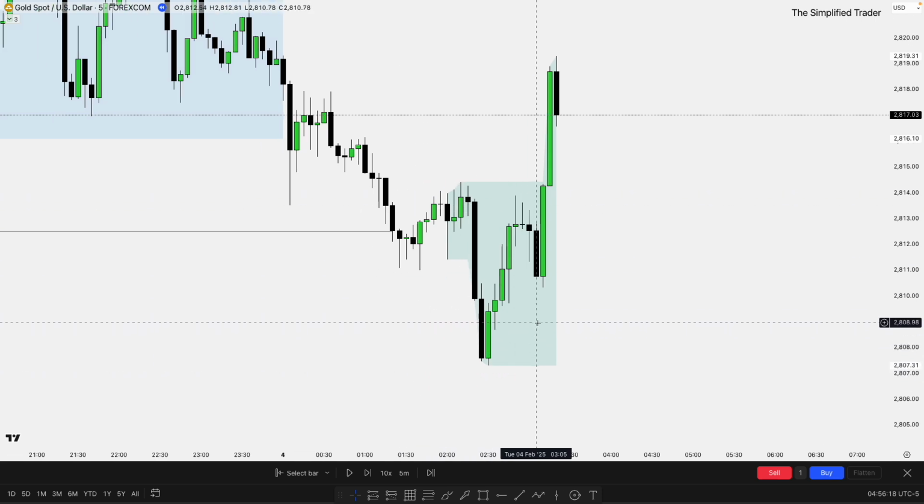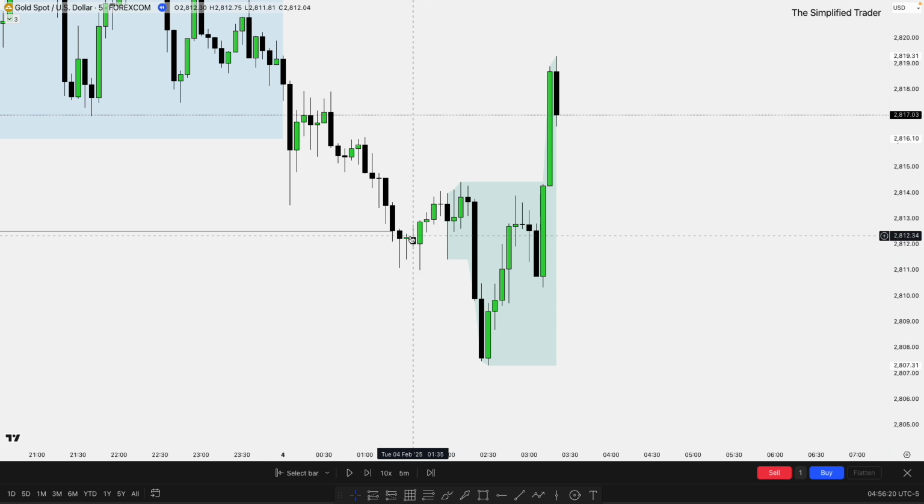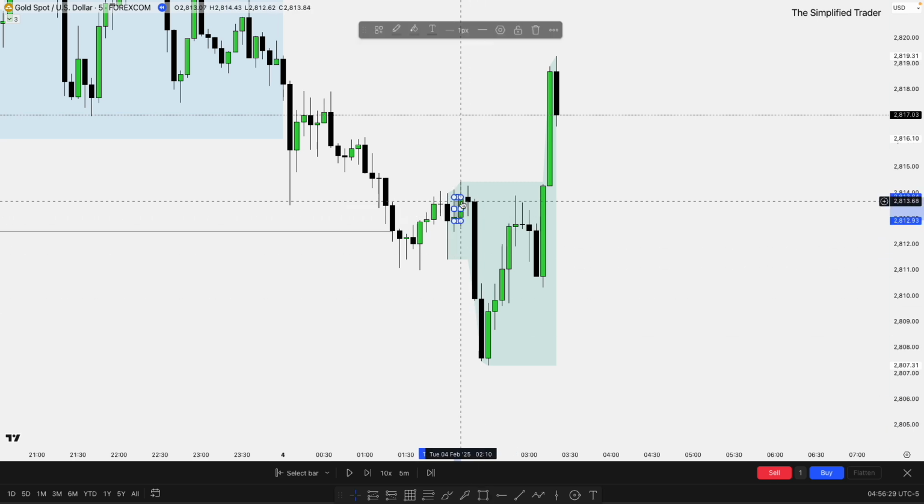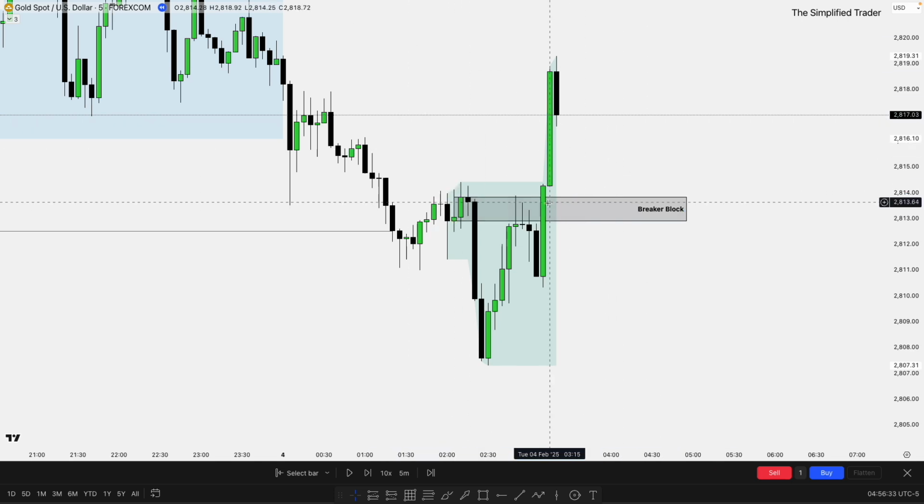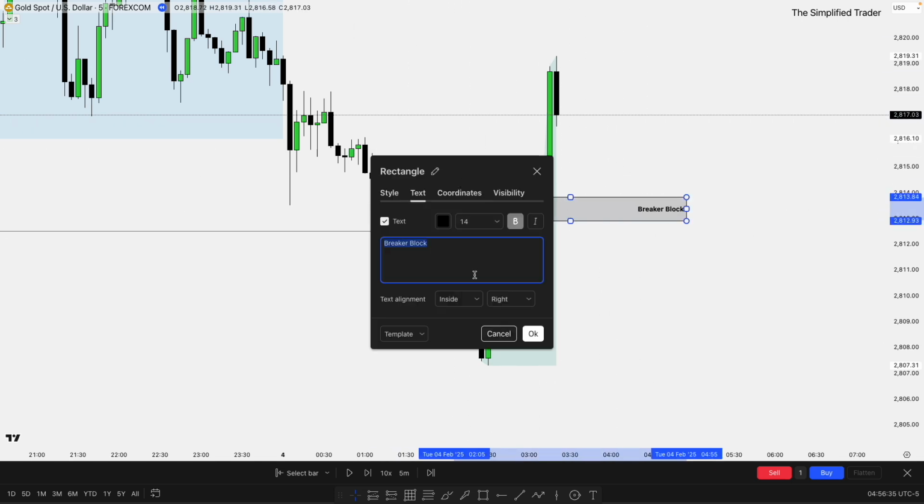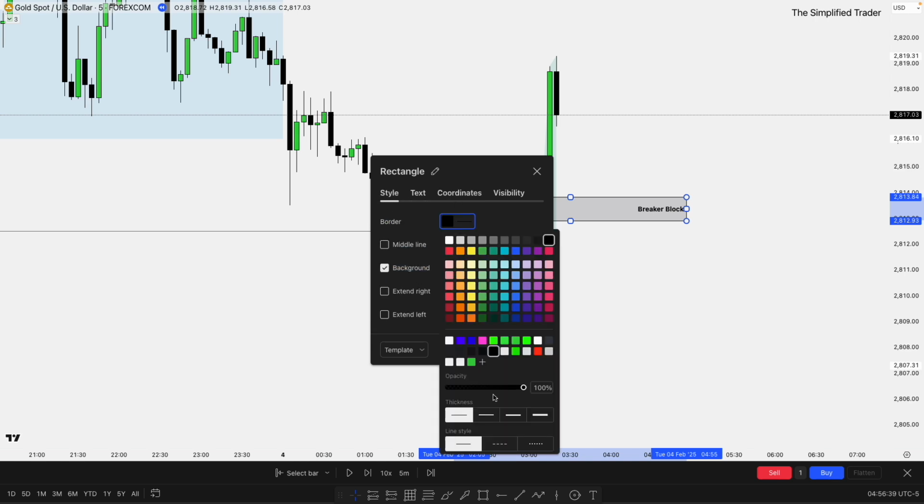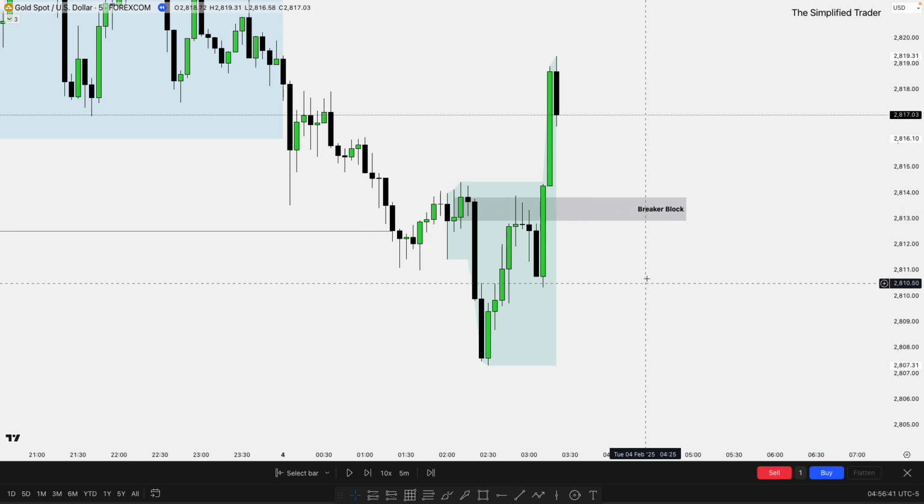So where is our breaker block? We have a low with 3 consecutive candles. We have taken out this high with 2 bullish candles. Those 2 bullish candles become my breaker block. This is my breaker block. I'm just going to remove this. That is my breaker block.